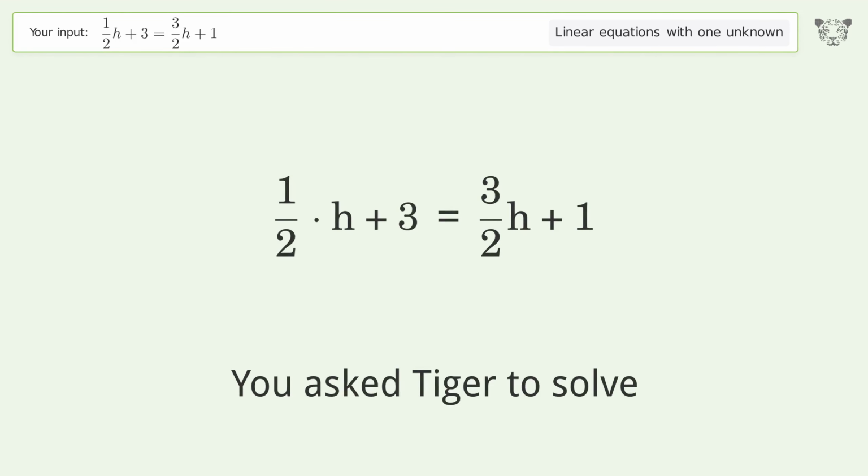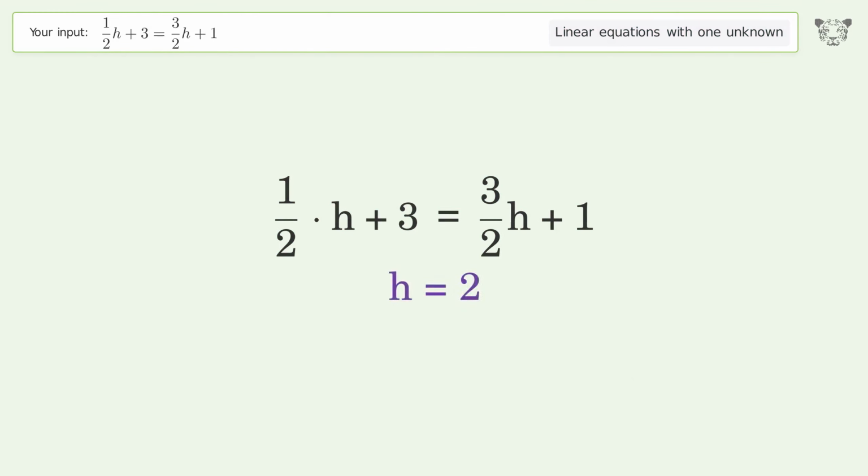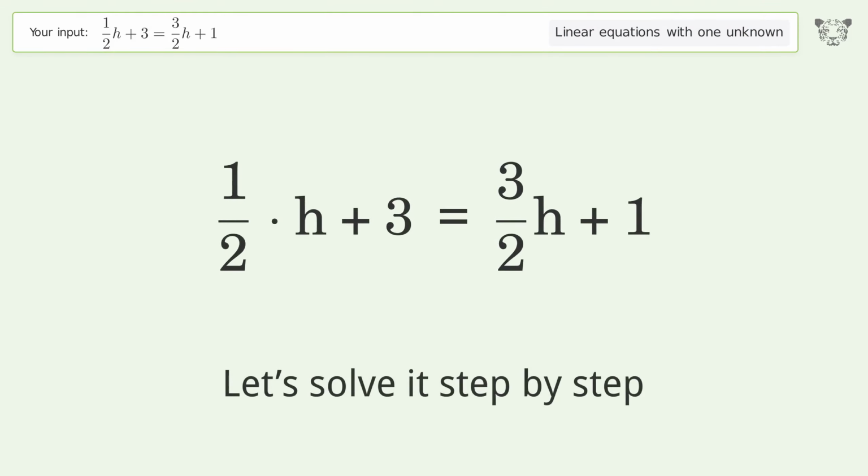You ask Tiger to solve. This deals with linear equations with one unknown. The final result is h equals 2. Let's solve it step by step.